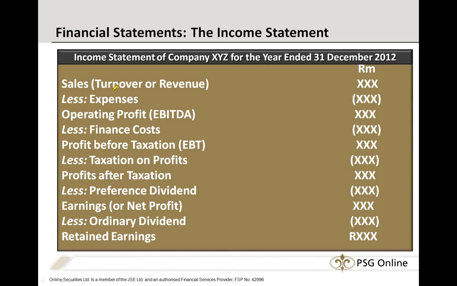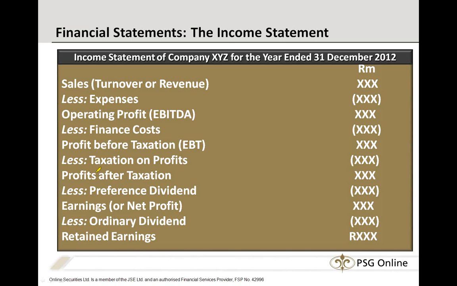Then we get our finance expenses, and if we've got any borrowings, obviously our interest charges, so we have to subtract that. That has to be a separate line item. Subtract our finance costs, and from there we get our profit before taxation, or earnings before tax. Then we get another separate line item. Remember, the receiver wants his portion of the profits in the form of tax, so we have to declare the tax as a separate line item, as our taxation on profits.